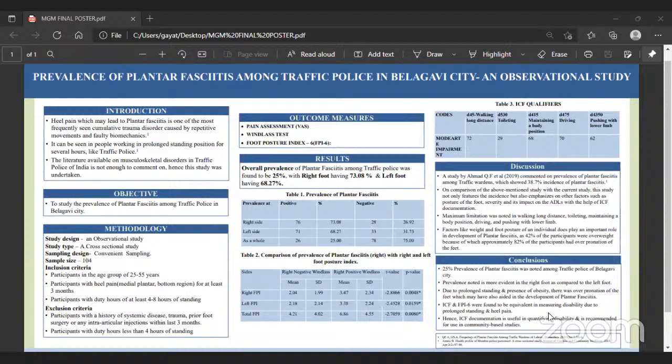ICF and FPI 6, that is foot posture index 6, were found to be equivalent in measuring disability due to prolonged standing and heel pain. Hence, we can say that ICF documentation is useful in quantifying disability and is recommended for use in community-based studies. Thank you.